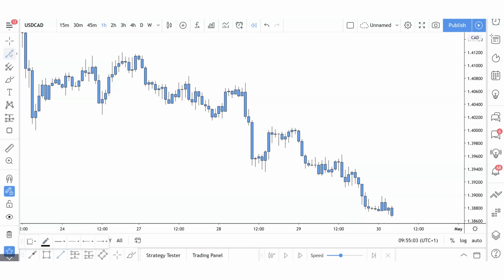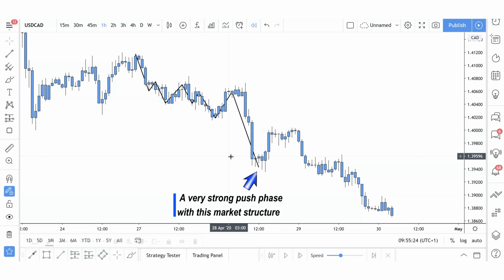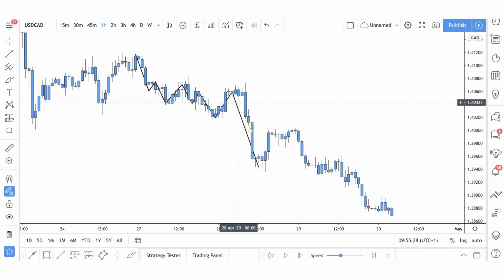So when looking at USD CAD, what can we see? Well, with this market structure, we can see a nice little push phase, a very aggressive or subtle pullback, as I just mentioned on our first example, another push phase, another small pullback, another push phase, another small pullback, another push phase, another pullback, and then what do we have here? A very strong push phase with this market structure. Now look at the length of this push phase compared to what's happened before.